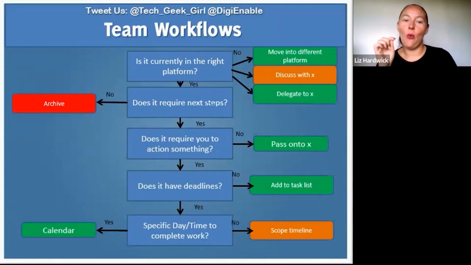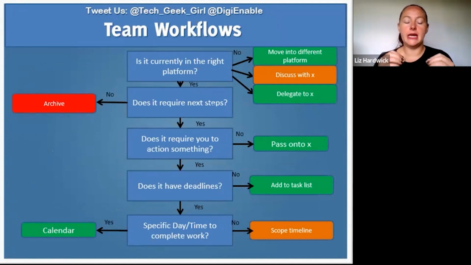And then team workflows. Now, this is something I've created based on the Getting Things Done method. I've done a screen grab of this for you, and I've put that in the downloadable document. So either take a screenshot now, or it will be a reference item later in the PDF download.